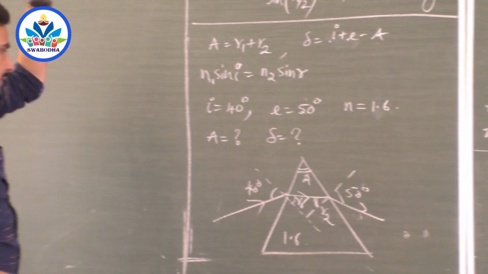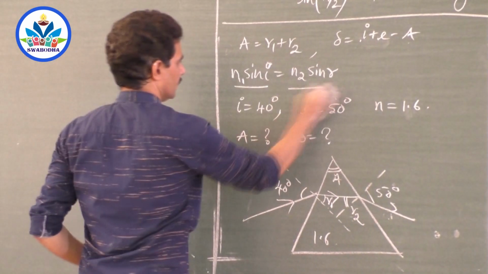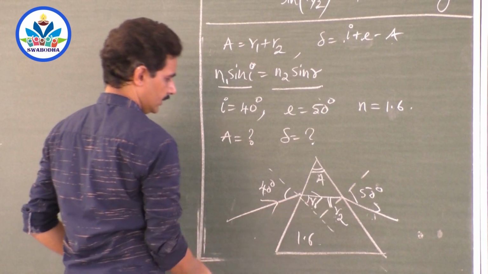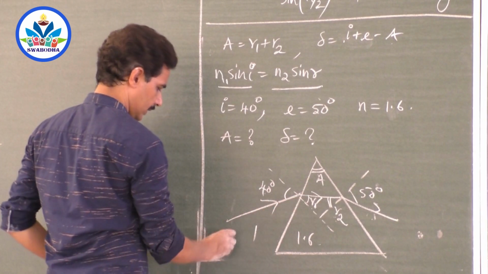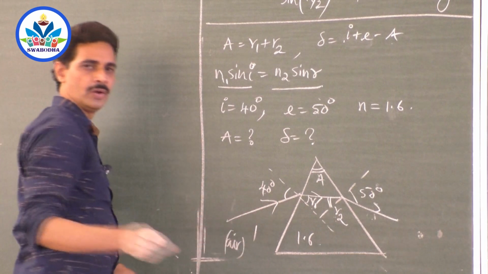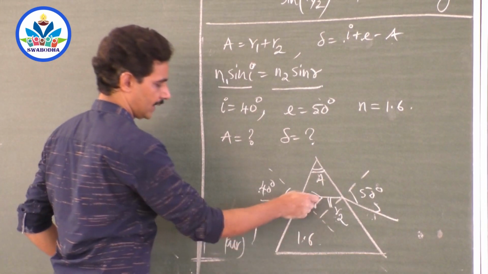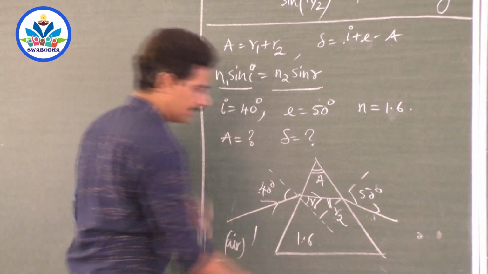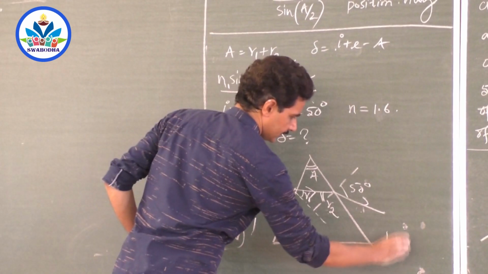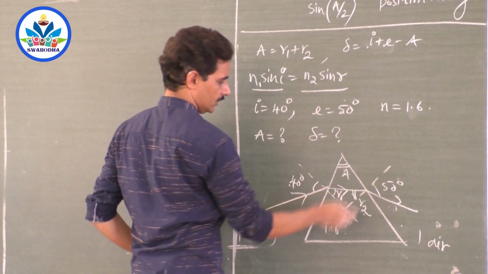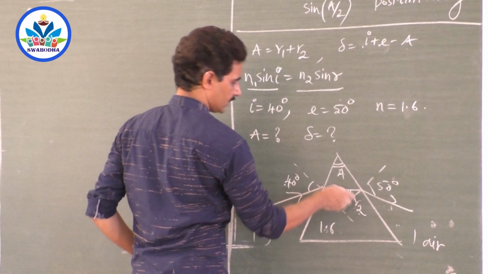Okay. Now, we will use this law of refraction or Snell's law. N1 sin I is equal to N2 sin R. Now only one is missing. This is air because nothing is told in the problem, so automatically it is air. 1 sin I is equal to 1.6 sin R1. R1 is missing. Similarly here, this is also air, refractive index is 1. So 1 sin 50 is equal to 1.6 sin R2.